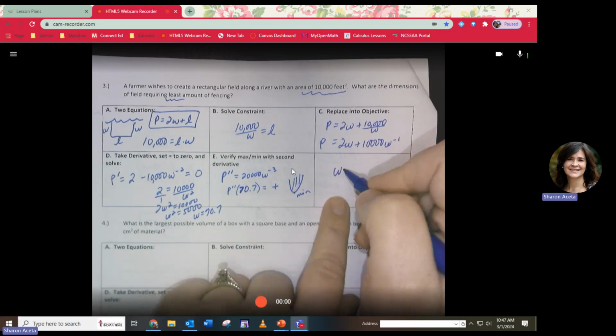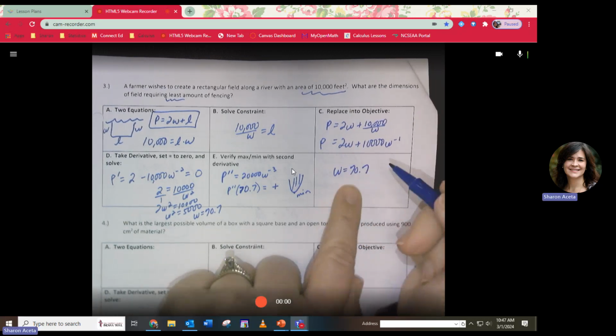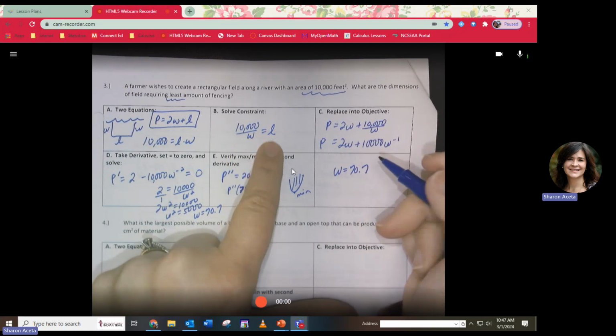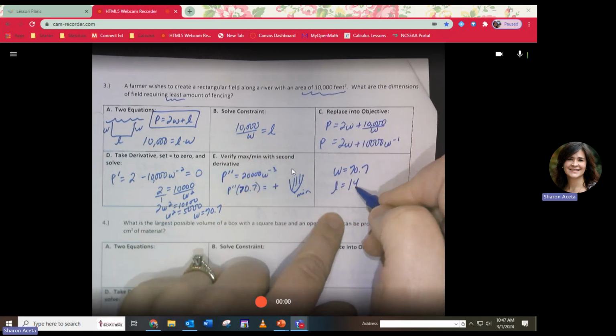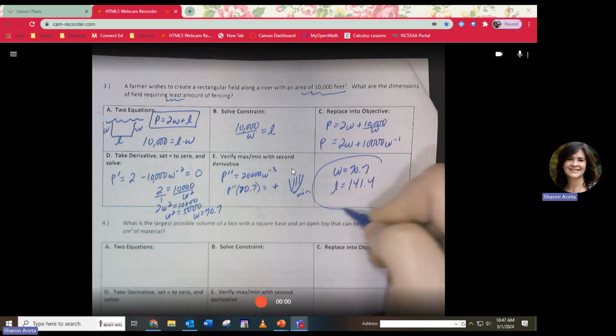So my width is 70.7, and then plug it right back there to find the length, and you would get a length of 141.4. Those would be the dimensions.